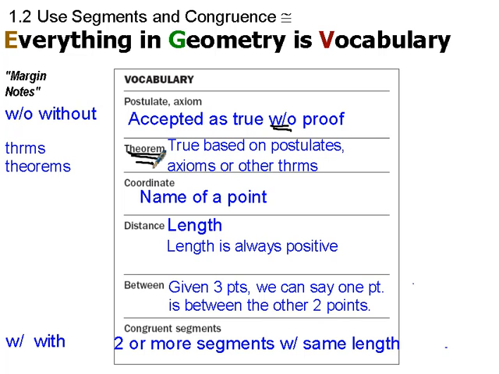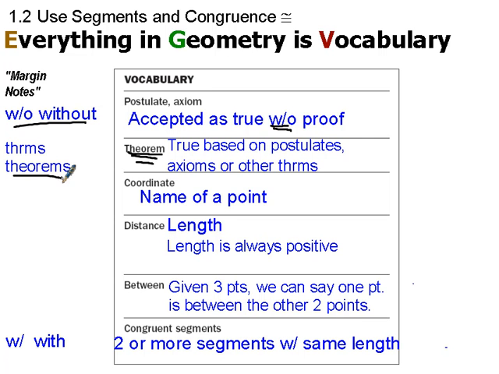Some abbreviations over here on the left for theorems. Coordinate is the name of a point. Or distance is the length of something. Length is always positive. Between: given 3 points, we can say one point is between the other 2 points as long as it is collinear. And we had that word collinear in our last video. It means it falls on the line. So all 3 points have to be on the line. So it's between if all 3 points fall on a line.